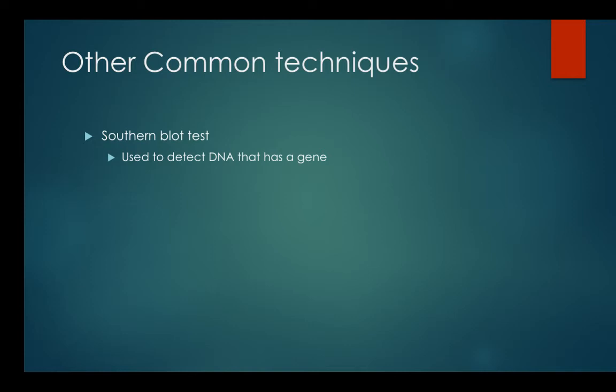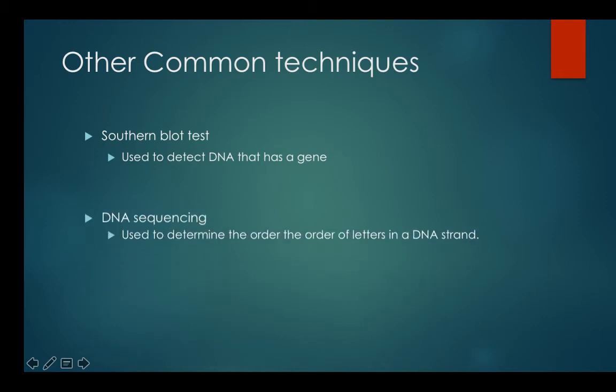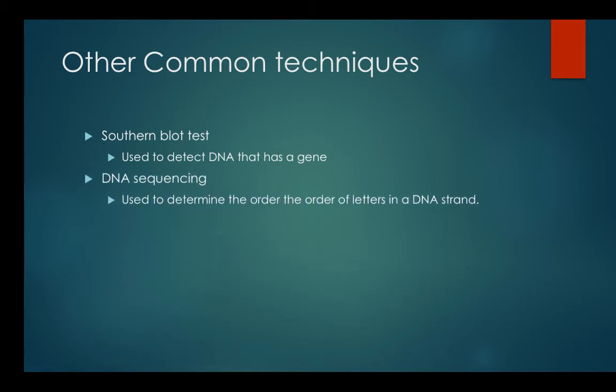If you want to find a certain gene inside of an organism, you can run a Southern blot test to find out if the segment of DNA you have has that gene. You can also use a technique called DNA sequencing. This is when you find out all of the letters in a strand of DNA. Basically, you can figure out the A's, T's, G's, and C's. This technique is pretty expensive, but it's getting a lot cheaper as we move forward.